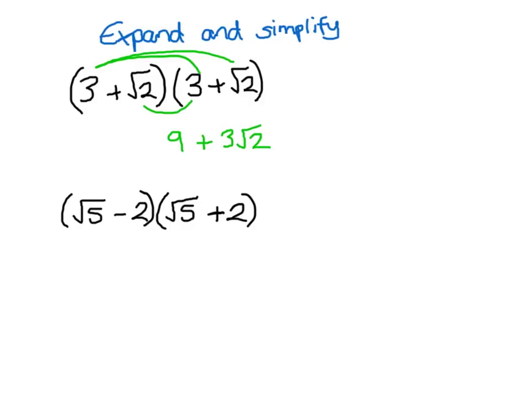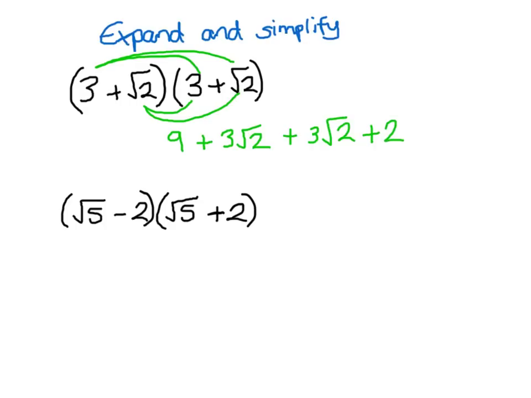And then we've got the square root of 2 times 3, which again gives me another lot of the 3 root 2. And then I've got the square root of 2 times the square root of 2. And if you remember, that's just going to be 2. Or you can do square root of 2 times the square root of 2 is the square root of 4, which still gets us back to 2.